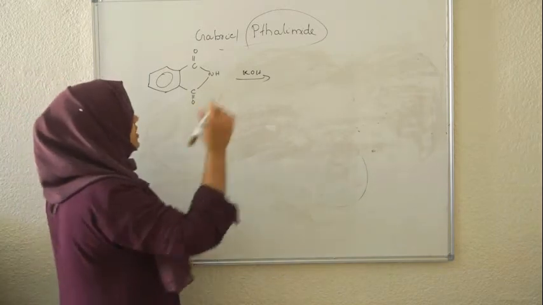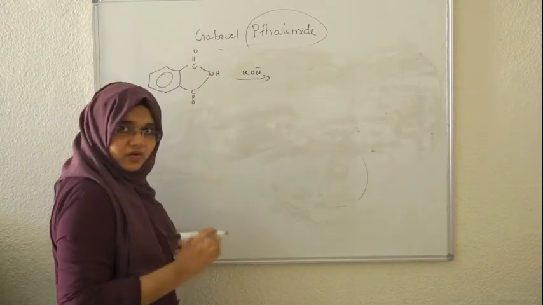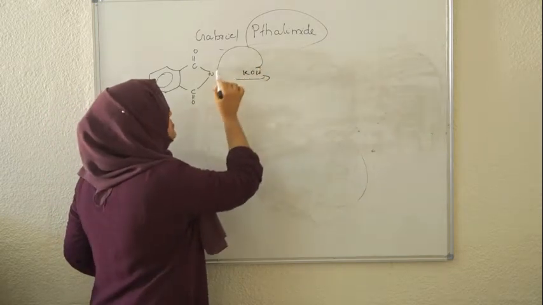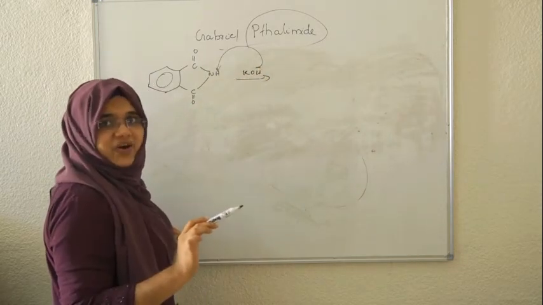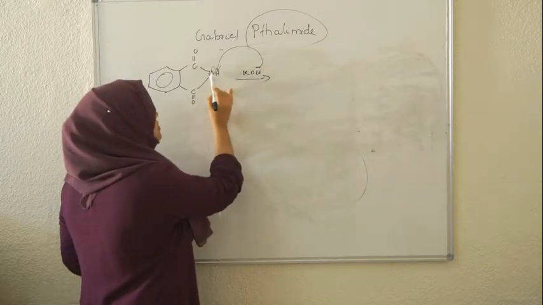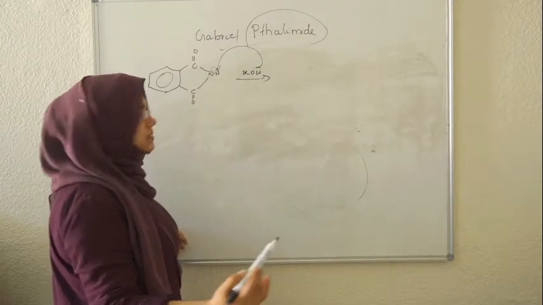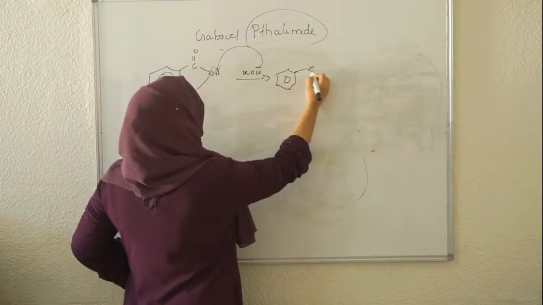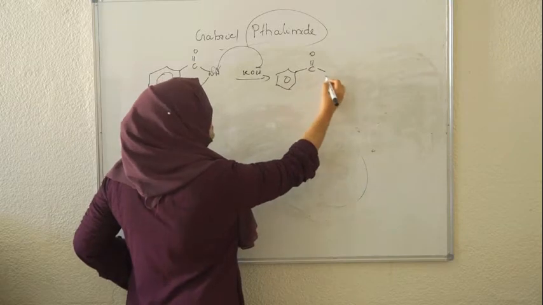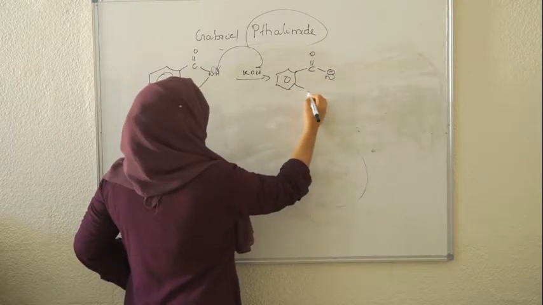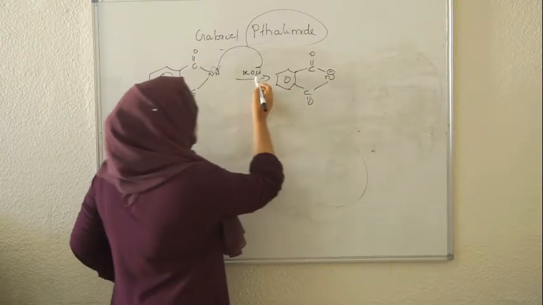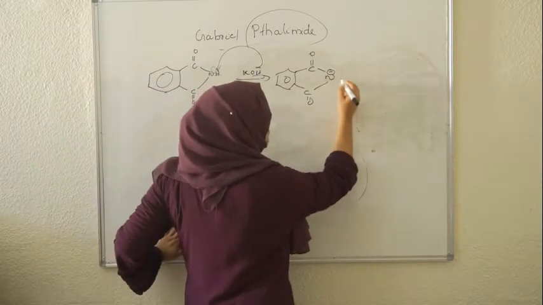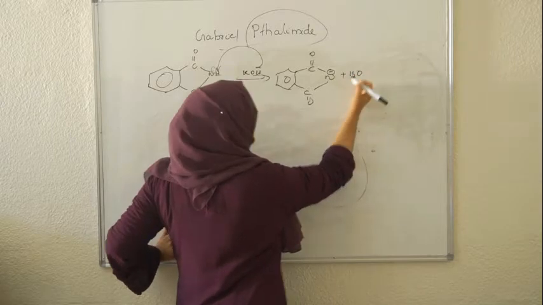So what we do is, this is OH minus. Okay, this acts as a base. So this OH minus abstracts this H plus. Okay, and what happens now? This N becomes minus. So phthalimide now becomes N minus. Here also C double bond O. Then we have OH and H, so it becomes H2O. So plus H2O is also there.